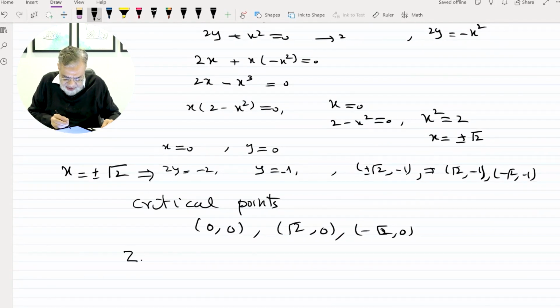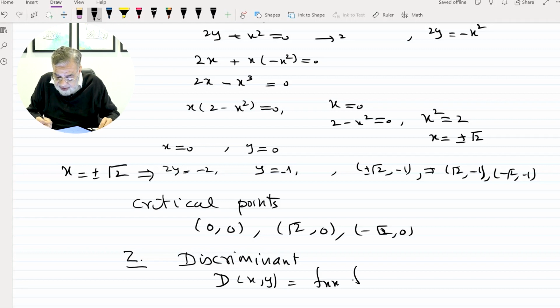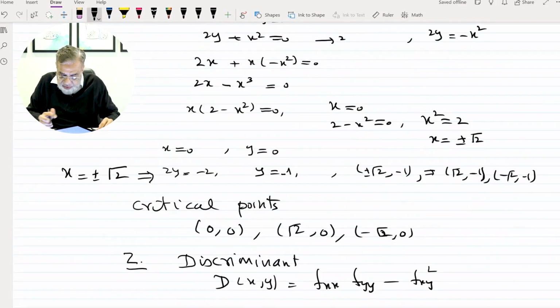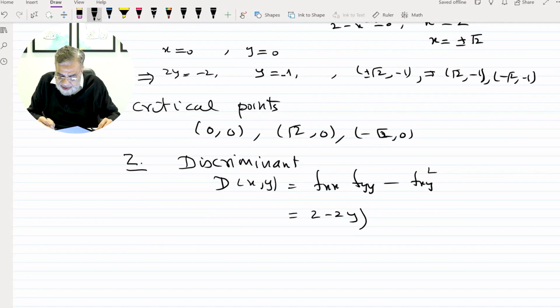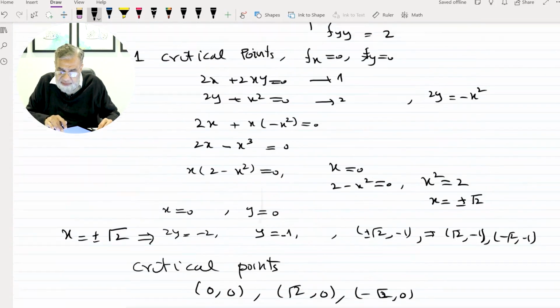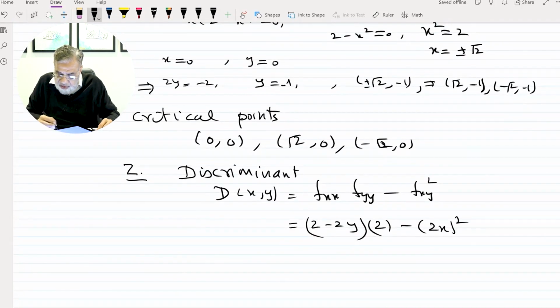So here we find the discriminant to classify our points as a saddle point or a local extrema point. So my D of x, y is equal to f_xx times f_yy minus f_xy whole square. I have already calculated this one, I can use this one. f_xx is 2 plus 2y. This is my f_xx. My f_yy is equal to 2, minus f_xy. My f_xy is equal to 2x, so it is 2x whole square. So I solve this one. Multiply by 2, we get here 4 plus 4y minus 4x square.